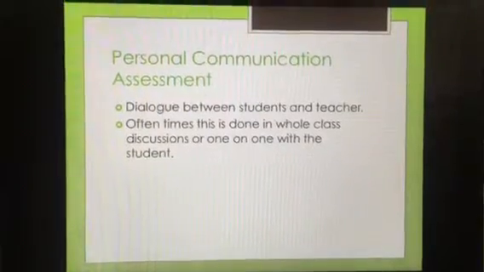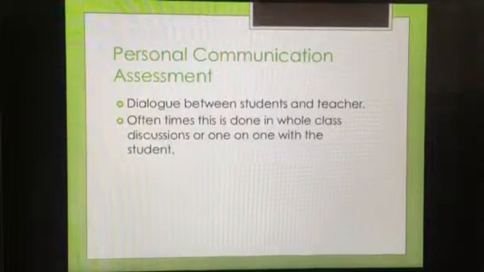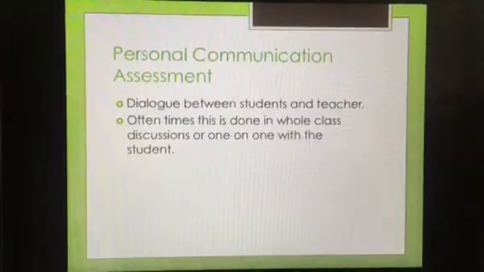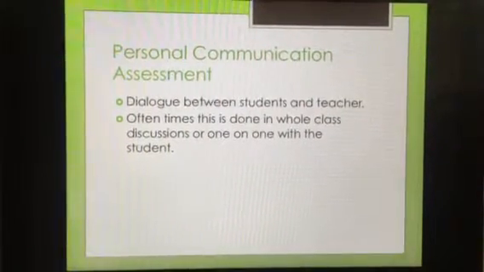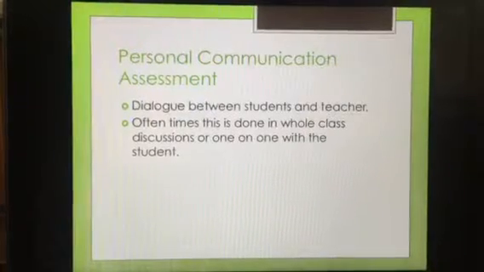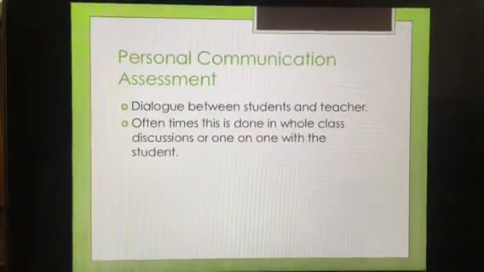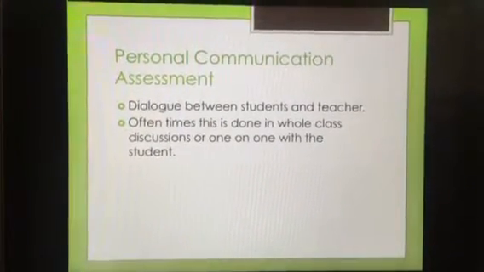All right, so personal communication assessment. I didn't know much about this coming into this class, so this is all kind of new to me. But what I've learned so far, I really enjoy personal communication assessment. I think that it's something that I would use a lot in my classroom someday. So it's just simply dialogue between students and a teacher. A lot of times this is done in whole class discussions or simply just one-on-one with the student.